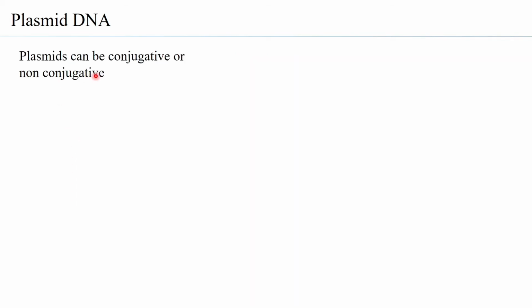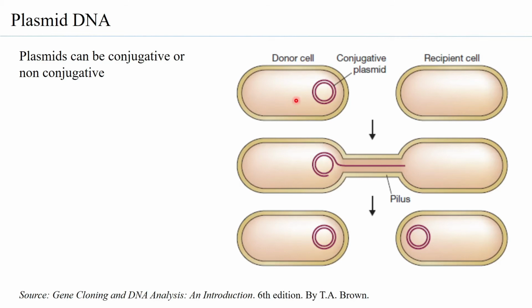Now, plasmids can also be conjugative or non-conjugative. What does this mean? Conjugation is a phenomenon that is observed in many bacteria. What conjugation means is, suppose you have a bacterium that has a conjugative plasmid. Now, this conjugative plasmid will have certain genes that will enable forming a connecting bridge with another cell that does not have a plasmid DNA. From this bridge that is formed between the two bacteria, the conjugative plasmid is able to transfer a copy of the plasmid into the other cell.